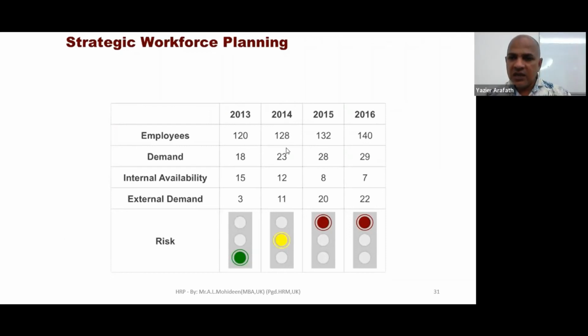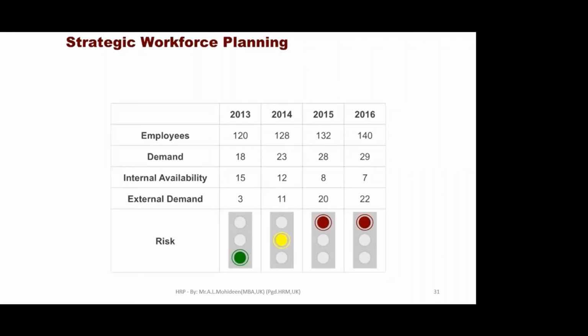So first, we will go one by one. How we can plan our human resources, based on what evidence we can go for. We will discuss. This is one of them. Based on the previous data, based on the demand increase. So we have to think about how the internal availability is, and how the demand is being created in our organization.